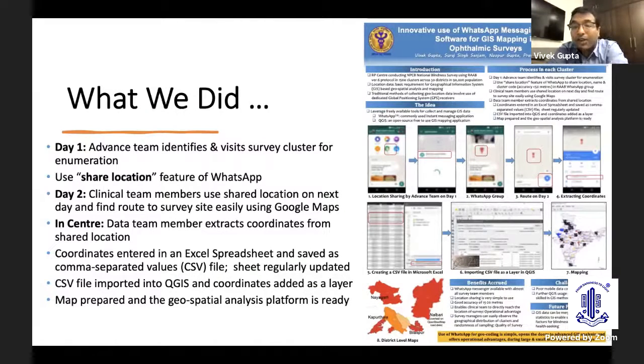So that is what we did. And this is the poster that I had presented during the AIOC 2017. The team would use WhatsApp for sharing location data. Everyone in the team would have the location. It would enable the clinical team to reach the cluster site very easily on the next day. So that was a great advantage actually.